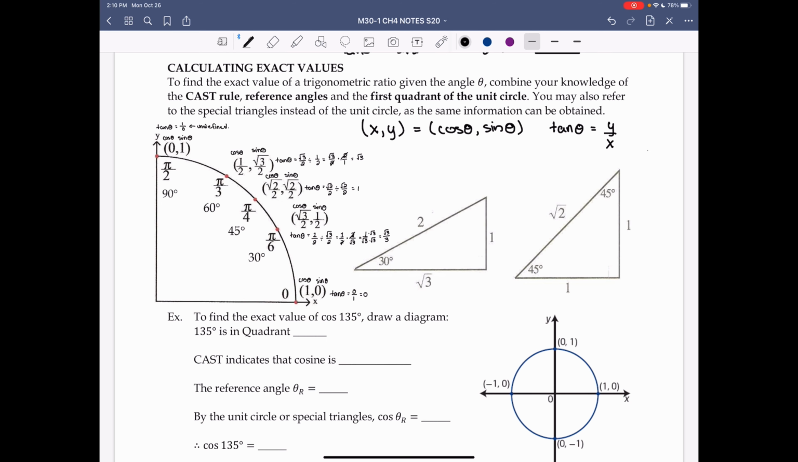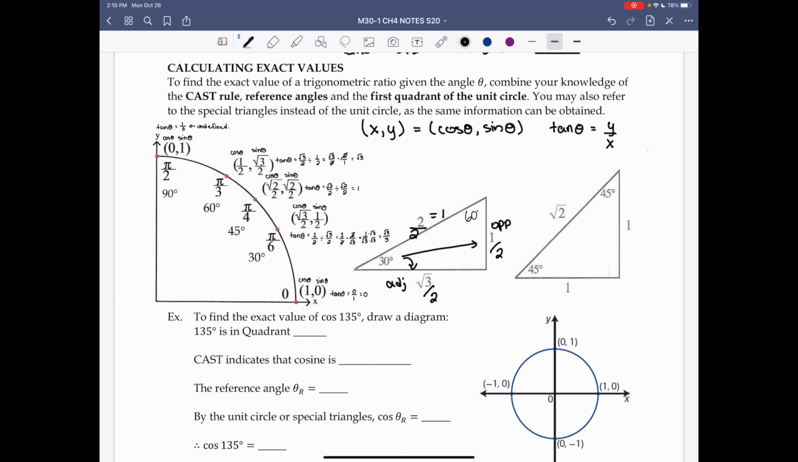And again, you can use your special triangles. We have the 30, 60, 90 special triangle. To adapt it for the unit circle, we need to divide everything by 2 so that we get the hypotenuse equal to 1. And then if you're looking from angle 30, you would have 1/2 as your opposite, and root 3 over 2 is your adjacent.